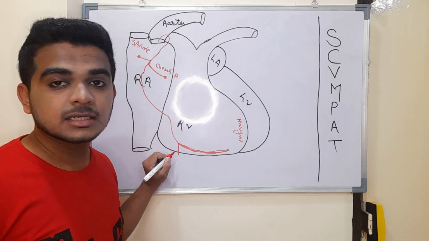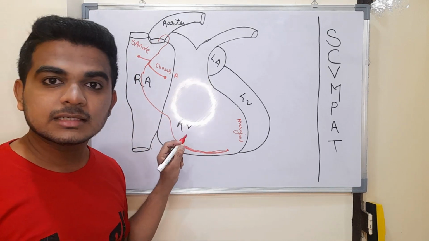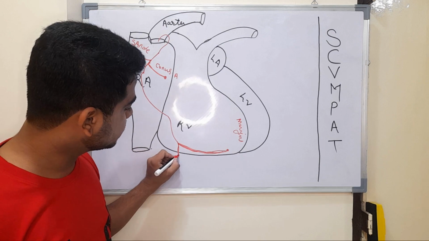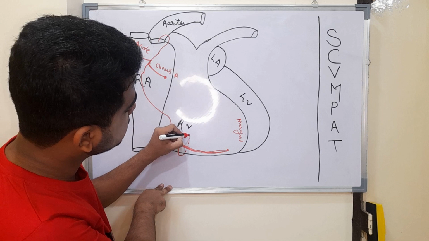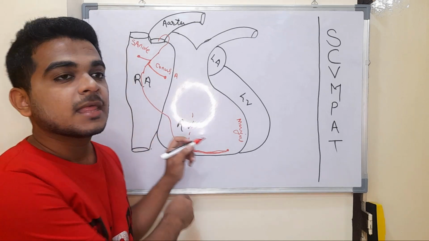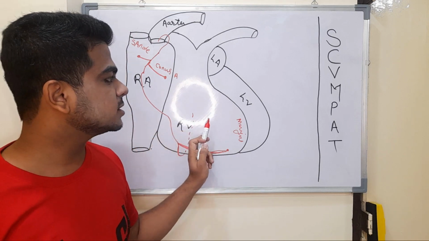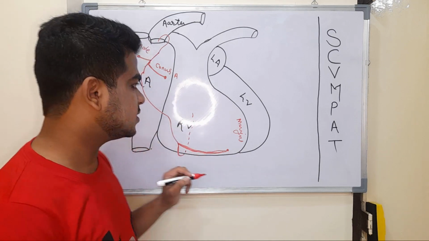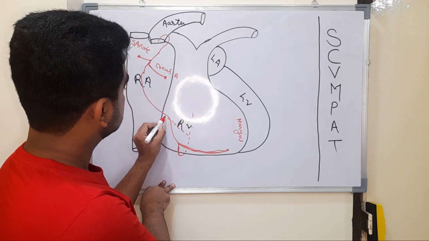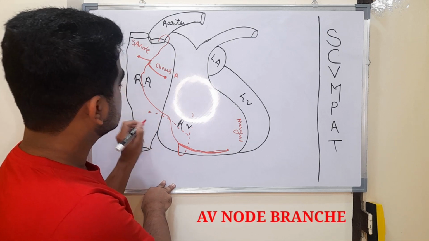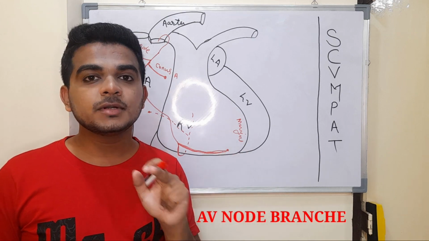Then the right coronary artery goes posteriorly and reaches the inferior border of the heart, the diaphragmatic surface of the heart. This dotted line structure means the artery is going posteriorly. After going posteriorly, it gives another branch here. This branch is known as the AV node artery.